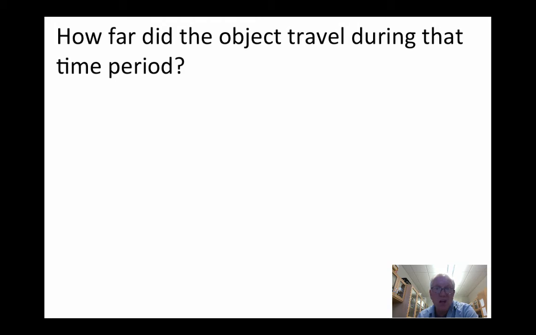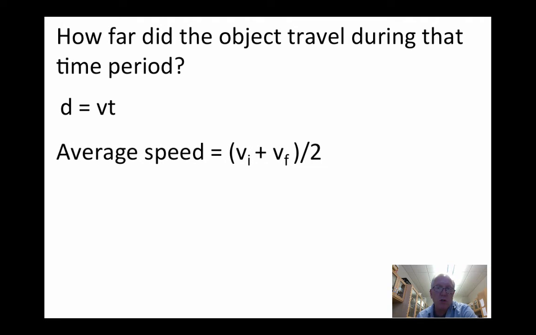Well, we know it's not a constant speed, so we can't use either the initial speed or the final speed. But remember, in the equation d is equal to vt, v could be the average speed. So the average speed is going to be our initial speed plus our final speed divided by 2. The average of any two numbers is going to be adding the two numbers up and dividing by 2, and it's true for average speed as well.